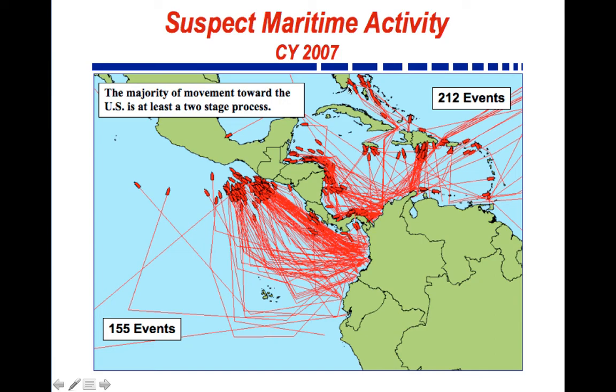So this is from 2007, and this alone shows this is just the amount of suspicious activity that we find out on the seas. We can see 212 events up here in the right in the Caribbean, and 155 events down in the Pacific.